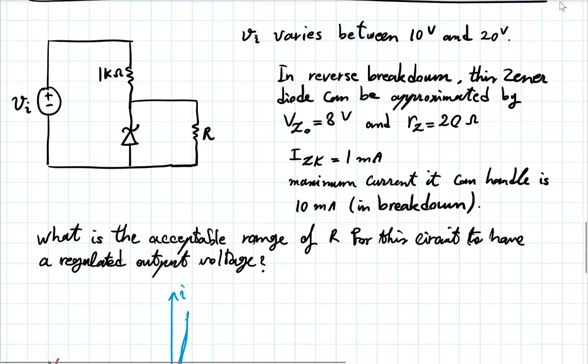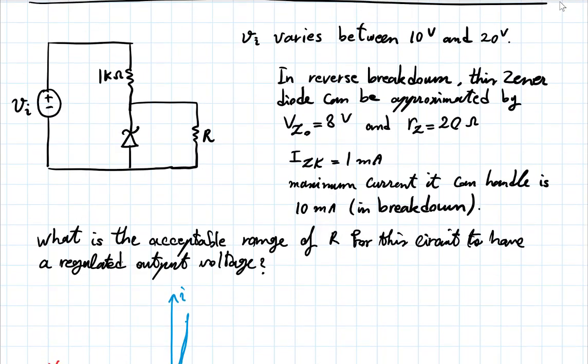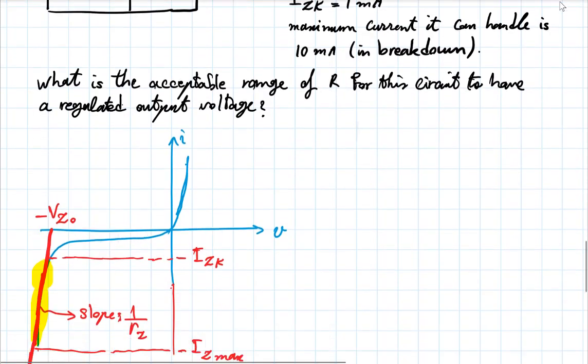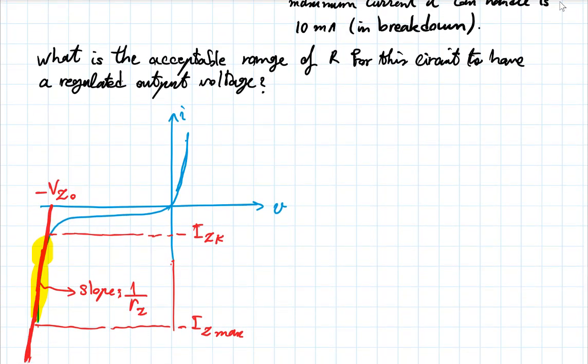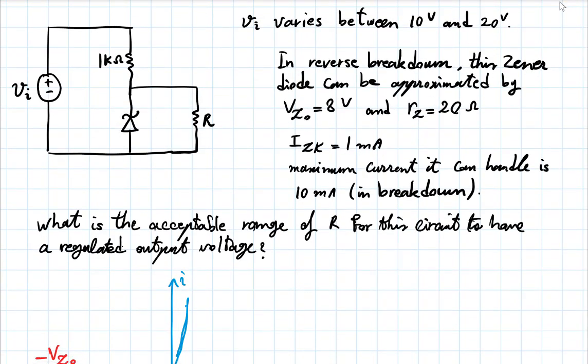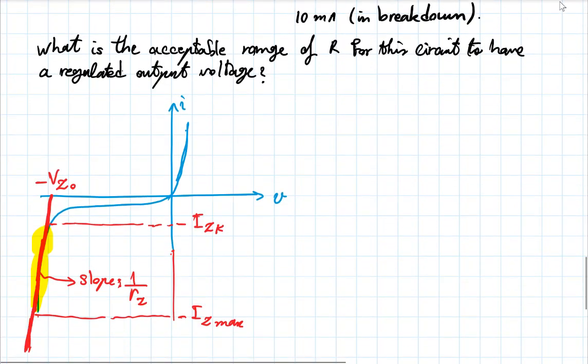Now, if you look at the circuit, the challenge is that the input voltage is varying, in this case between 10 volts and 20 volts. So when is a situation where things are in danger? You want to make sure, first of all, that the Zener current, this Iz, never drops below Izk.